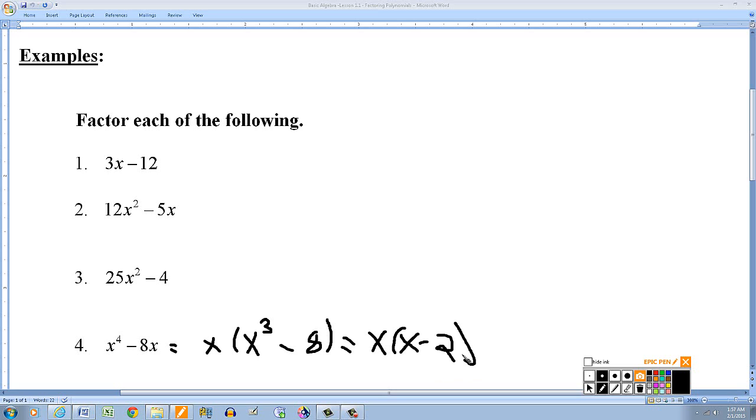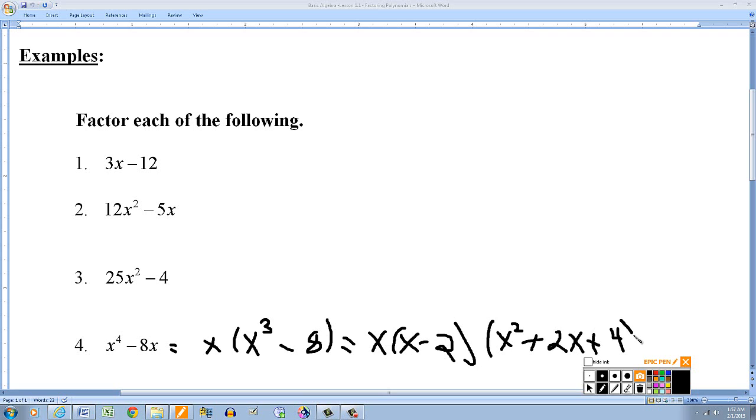And then the second factor, if you recall the formula, it's the square of the first root. Okay, so that would be x squared. And then it's plus the product of the 2 roots. So this is 2x. And then plus the square of the second root. So 2 squared is 4. So this is 4 right here. There you have it.